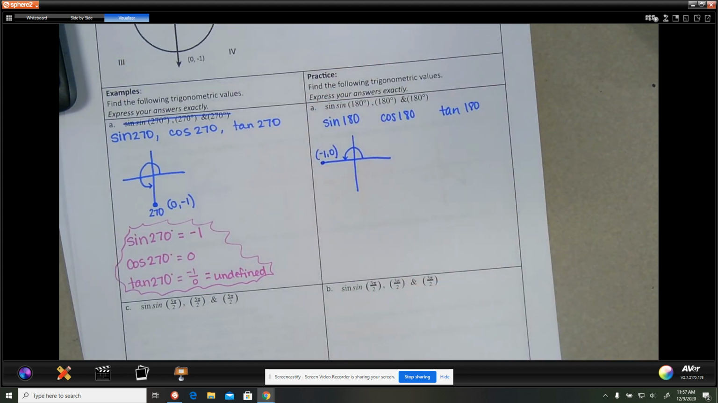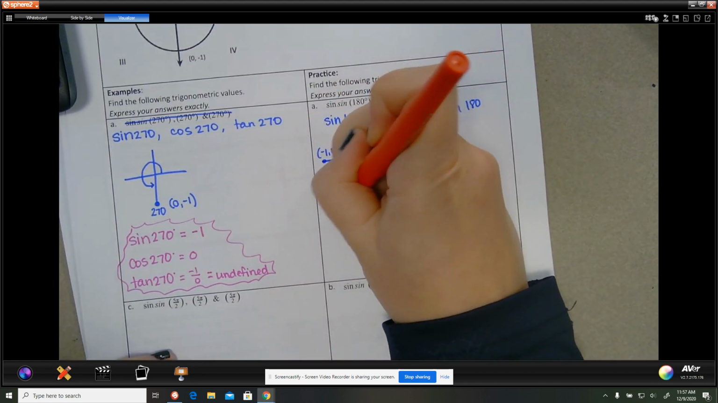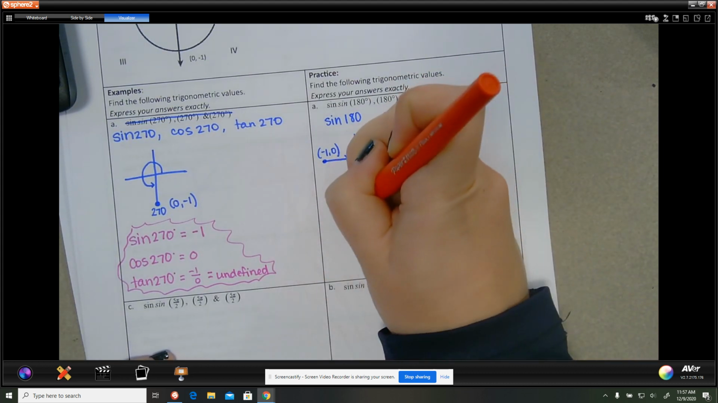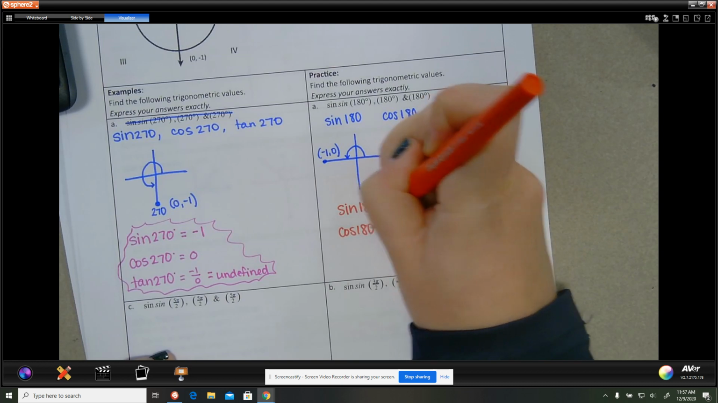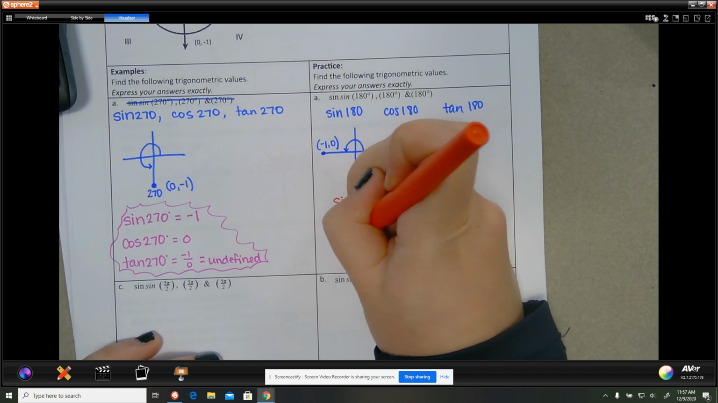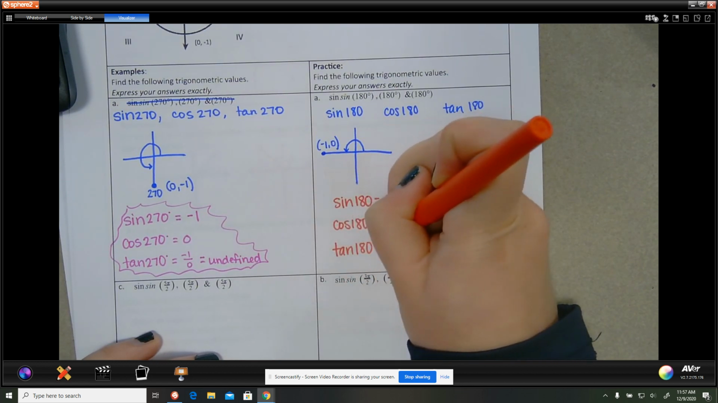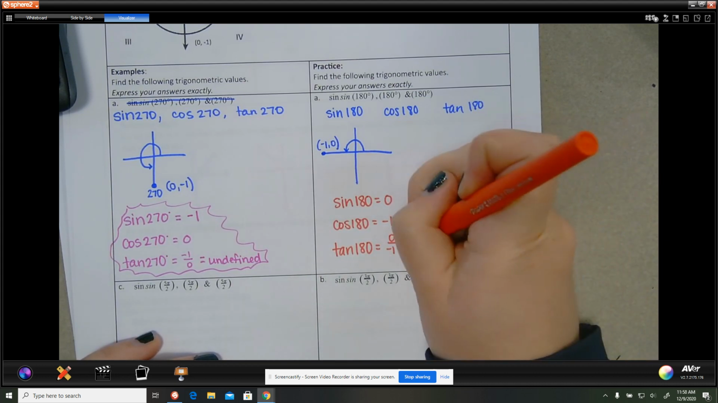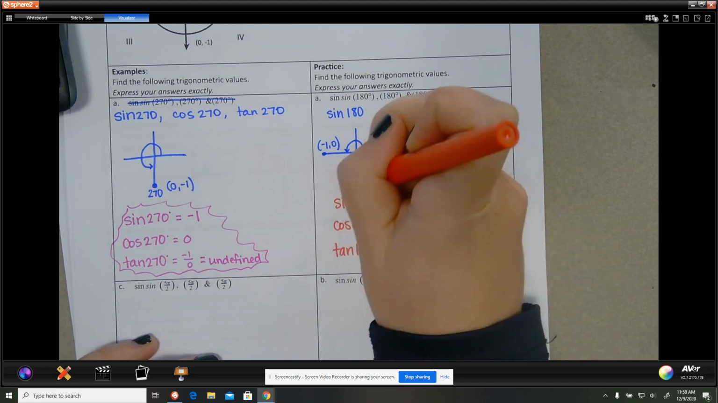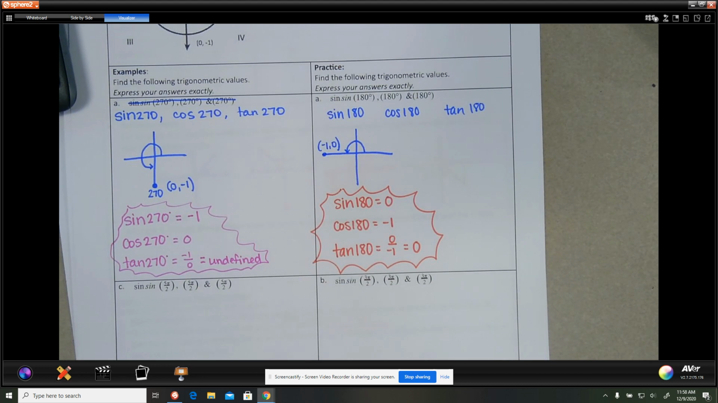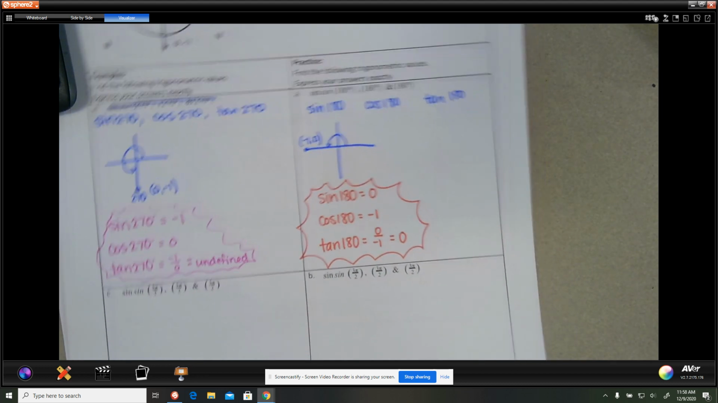So now, sine of 180 is my y value, that is 0. Cosine of 180 is my x value, that's -1. And tangent of 180 is 0 divided by -1. Now, 0 is okay on top. 0 divided by anything is just 0. So this would be your final answer for this one. I'm going to continue on.